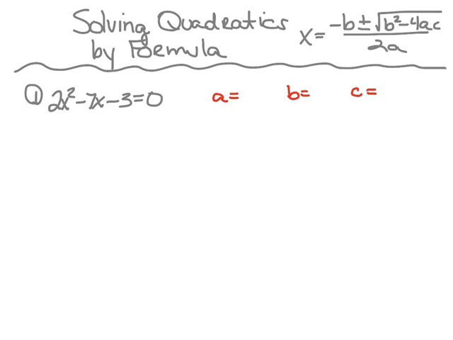Remember, before we can use this formula, we have to make sure that the equation is equal to 0, which it is. And we also want to make sure that this is in standard form, which again, it is. 2x squared minus 7x minus 3 is considered standard form.